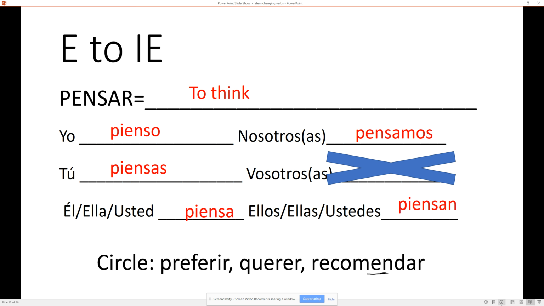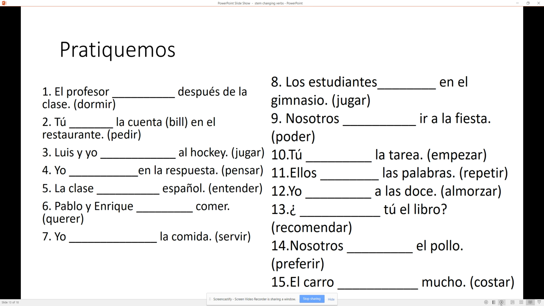And to recommend is recomendar. Look where I've made an underline mark. Unfortunately, you might be tempted to put the IE on the RE. However, it's actually going to be in the men. So, yo recomiendo. All right, and here are some examples that we did. The professor sleeps after class. It's going to be el profesor duerme después de la clase. You ask for the bill in the restaurant. Tú pides la cuenta en el restaurante.